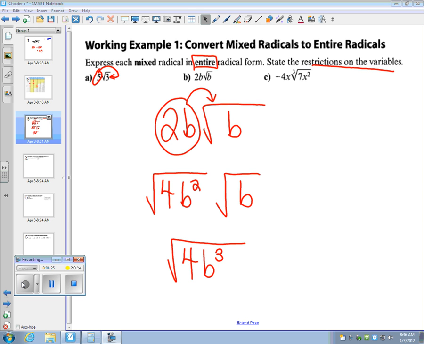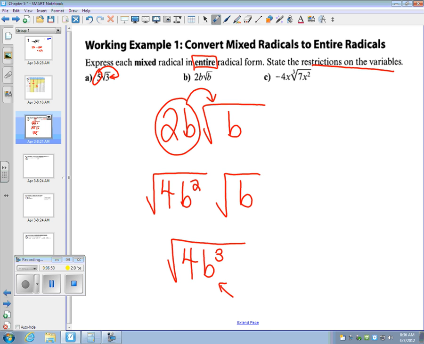Now this is a case where we have to look at restrictions. So are there numbers of b that would not make sense, that if we put them in here would give us something that we don't know how to handle? If you look back on page 189, it says restrictions. The denominator cannot be equal to 0. There's no denominator here. If the index is even, the radicand must be positive.